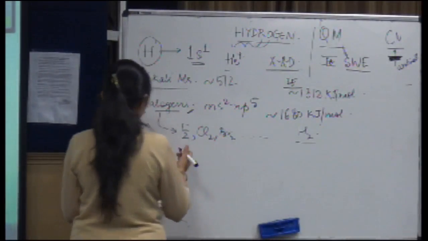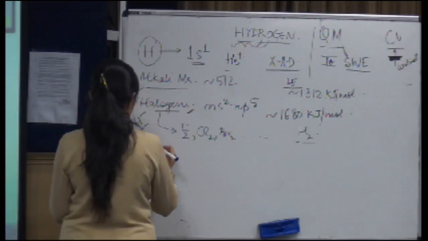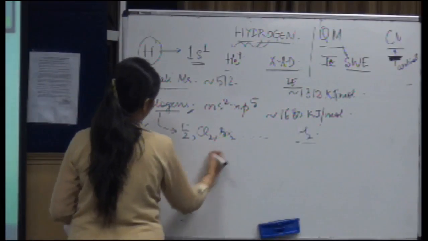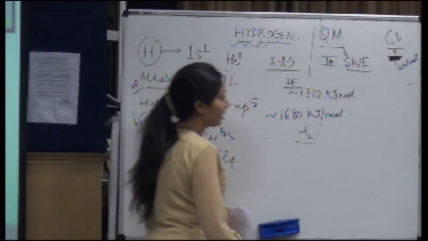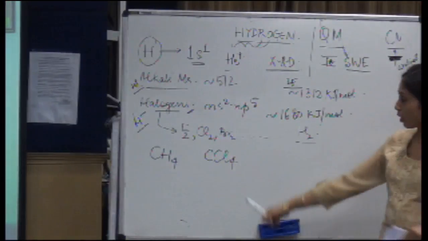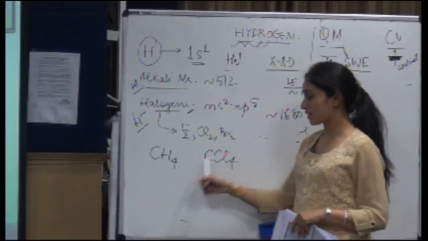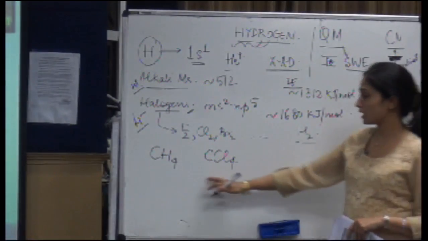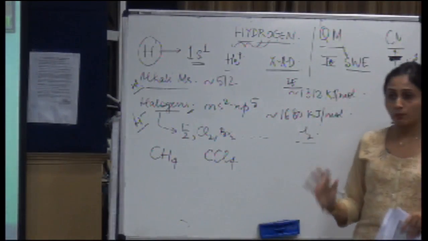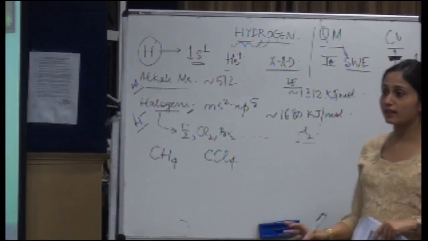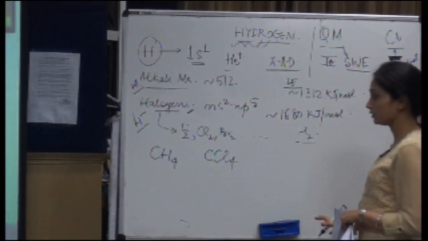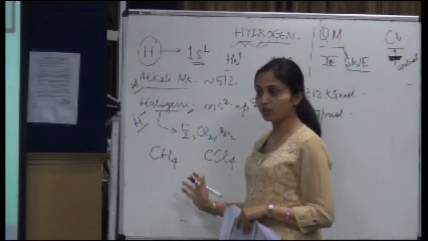Hydrogen forms hydrides with carbon just like halogens. I am just giving you an example. Hydrogen forms compounds of carbon just as your halogens. So if they form CH4, you have CCl4. In both the cases, your carbon is tetrahedral in nature, sp3 hybridized in both the cases.